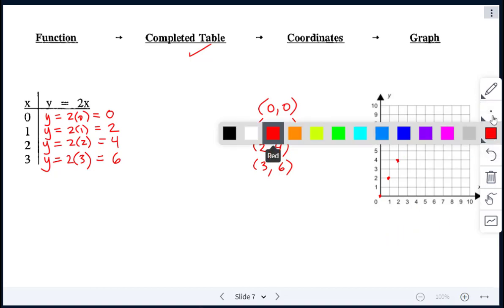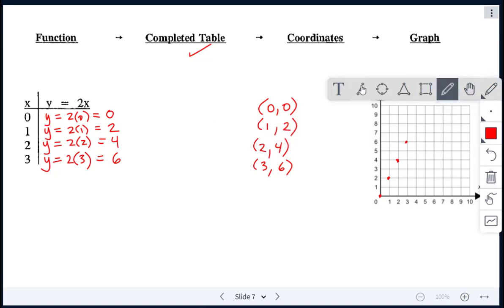Let's see, do I have a line? There we go. There is the graph for this function. So this is the graph for y equals 2x. That's what a graph looks like for y equals 2x.